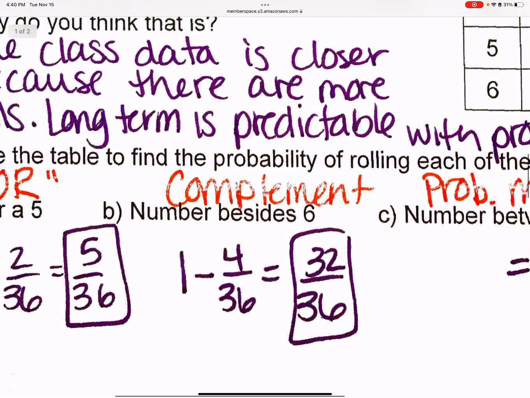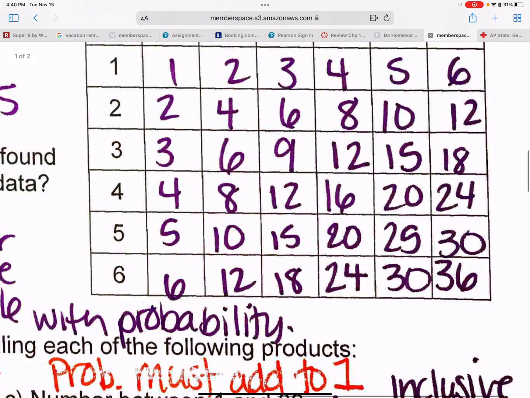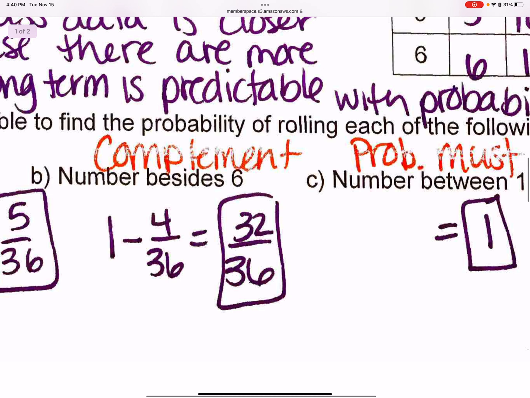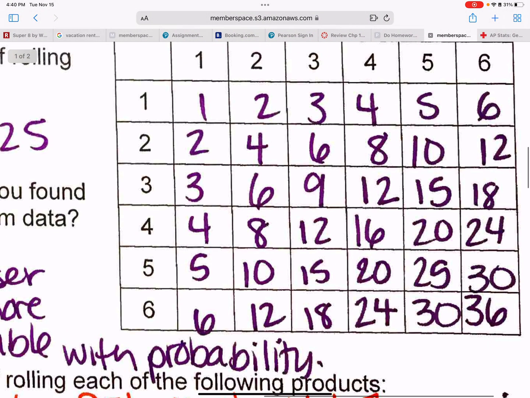A number besides 6, that is either 6 or not 6. Those are the complements: 1 minus what it is not, or what it is. So 1 minus 6, which is there's 4 out of 36. If you see, there's 1, 2, 3, 4. So 32 out of 36 are not. A number between 1 and 36, well, that's all of them. Every single one of them here is between 1 and 36.